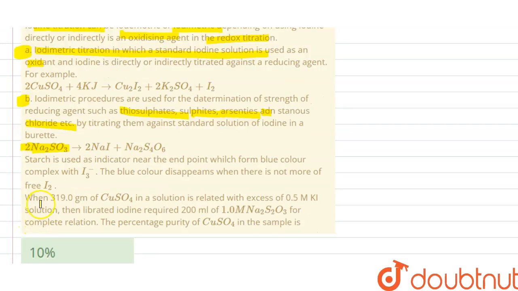So, when 319.0 gram of CuSO4 copper sulfate in a solution is treated with excess of 0.4 molar potassium iodide solution, then the liberated iodine required 200 ml of 1.0 molar Na2S2O3 for complete reaction. The percentage purity of copper sulfate in this sample is.